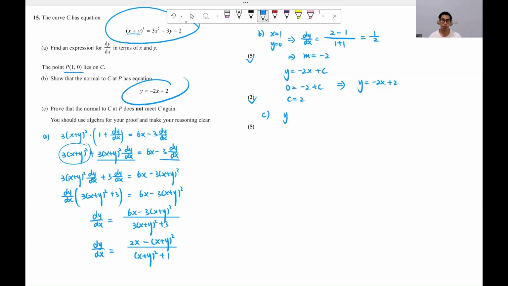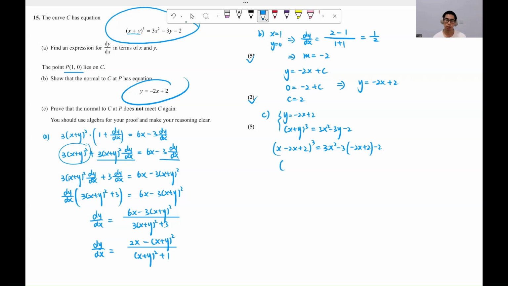We have y = -2x + 2, and then the other one is (x + y)^3 = 3x^2 - 3y - 2. So if we substitute one into the other, that would be (x + y), and y is equal to negative 2x plus 2, then cubed, equal to 3 times x squared minus 3 times y, which is negative 2x plus 2, and then minus 2.